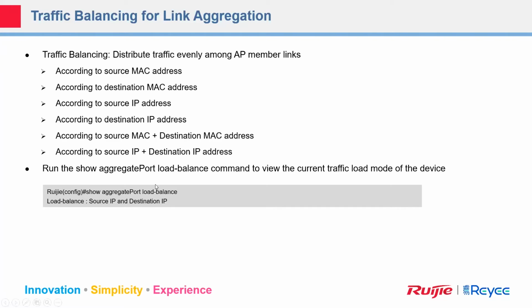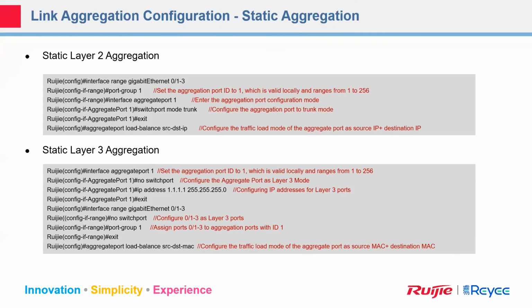And how to check what the balance mode is? We can use a command, show aggregate port load balance. For example, on this switch, the load balance mode is source IP and destination IP together. That means traffic with the same source IP and destination IP will use the same link to forward to the destination. So this is the load balance.